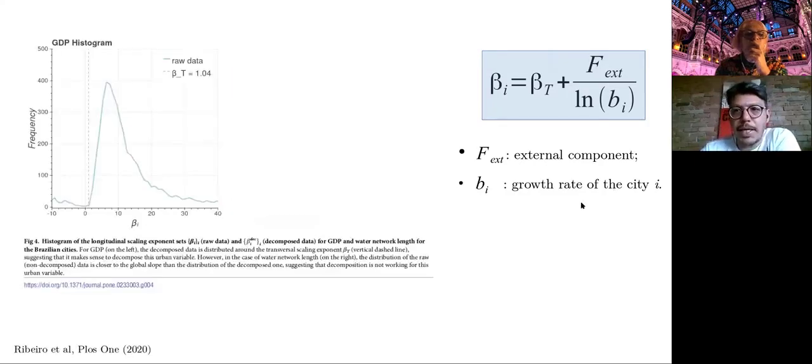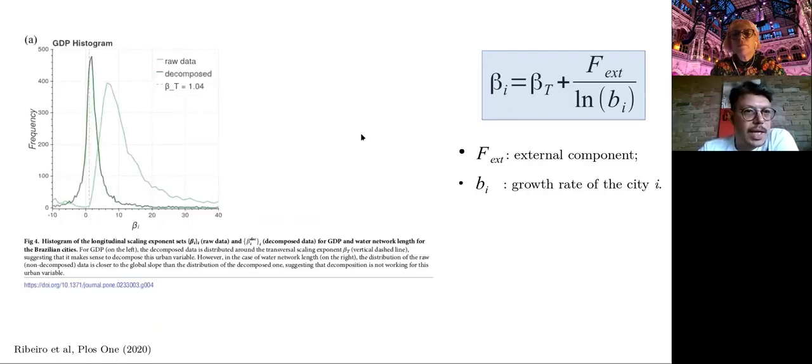And then when I rewrite the histogram that I previously presented to you, but now taking off this external factor, we can see that from GDP, in fact, the beta is distributed around the transversal beta. That suggests that this method can be a way to understand that the individual beta is approximately the same, compatible with the transversal beta.